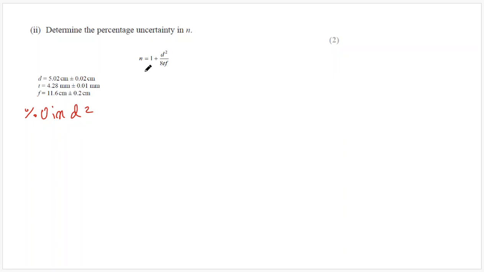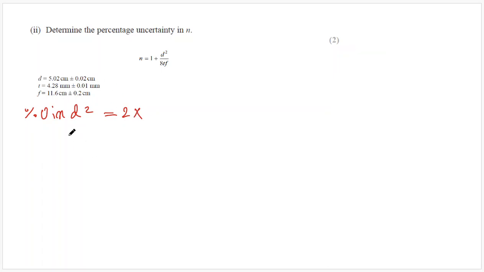So percentage uncertainty in d square would be 0.02 divided by 5.02 into 100, that's 0.39 something, 398. So you round it off to 0.40, but that is the percentage uncertainty in D. Percentage uncertainty in D square would be 2 times percentage uncertainty in D.